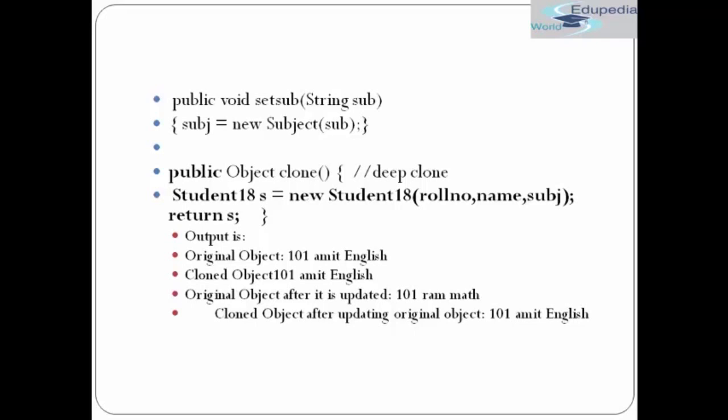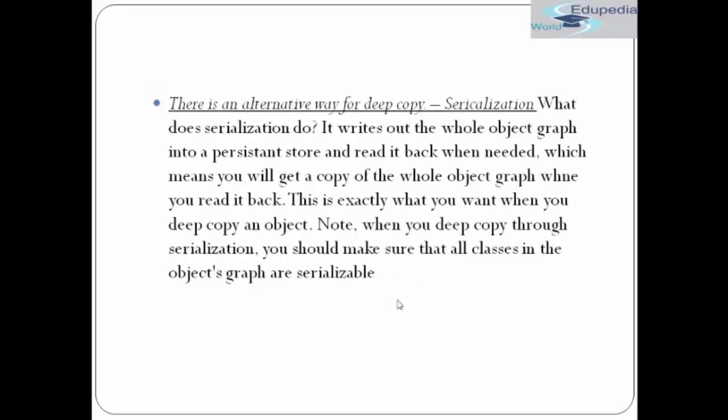So what will be the output for this? Well, the original object would be 101 Amit English, and the clone object would be 101 Amit English. Now if we update the original object, okay, let's say we change the name to Ram and subject to math, so your original object will become 101 Ram and math. Fine. But your cloned object will remain unimpacted and it will still remain 101 Amit and English. Fine, so this is how deep copy works.